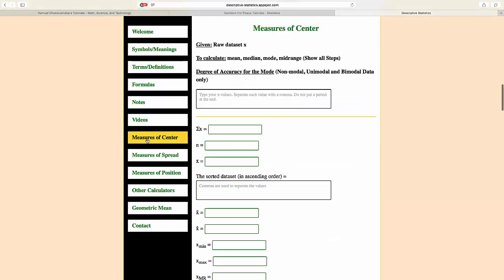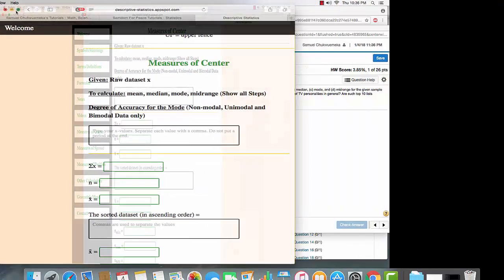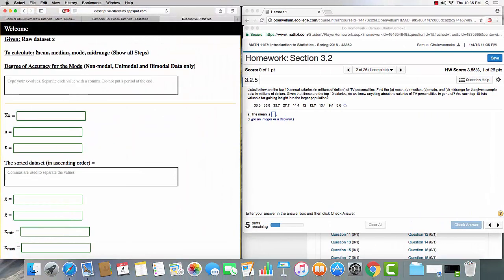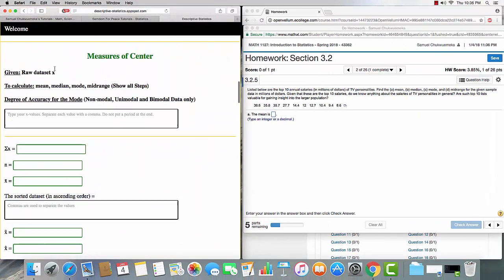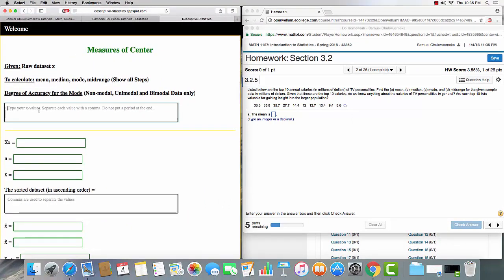Measures of center. I'll click on this, and let me restore this. So this is the measures of center right here. Type the x values, separate each value with a comma. Do not put a period at the end.